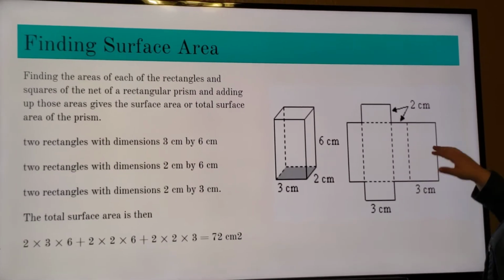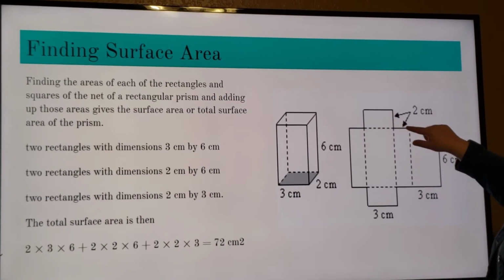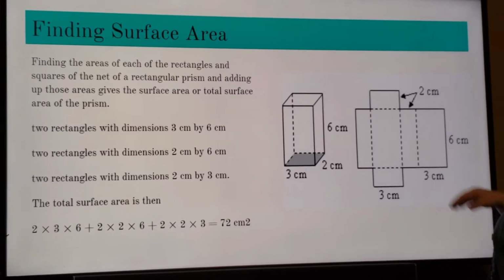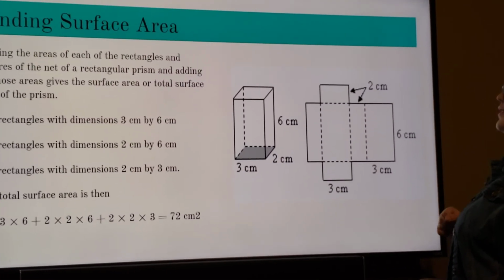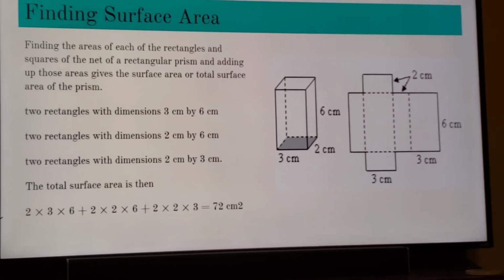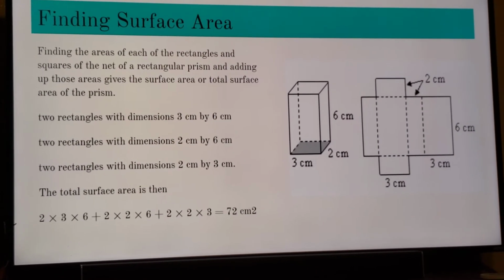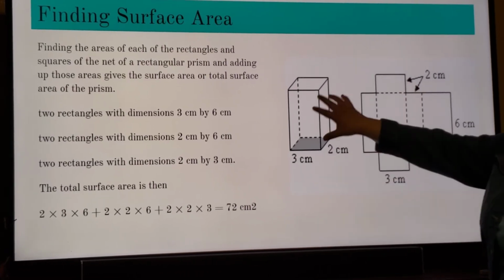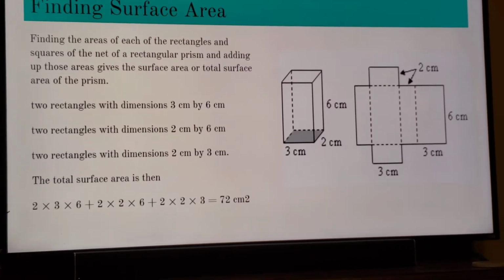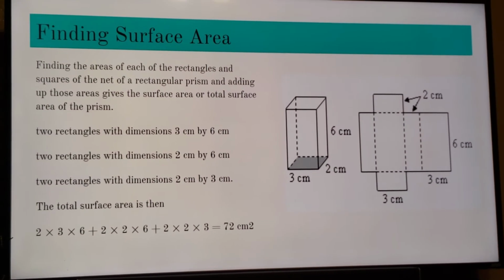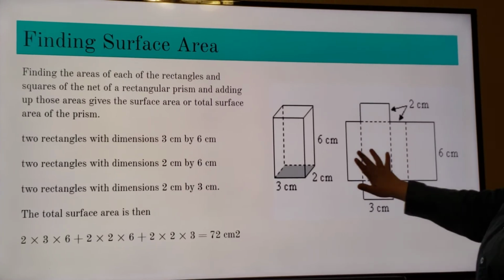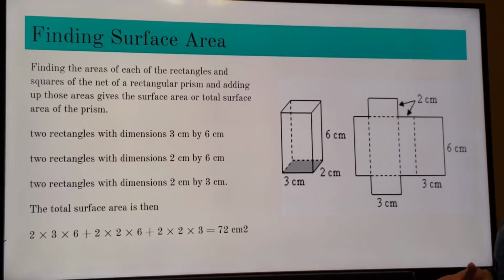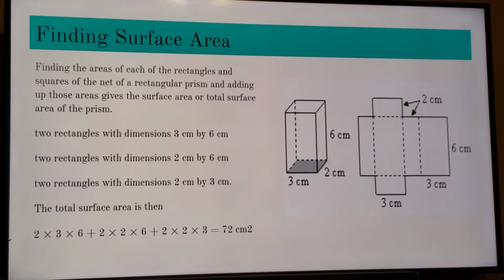They're all congruent lines. And these are both congruent lines, so they're also going to be the same, because that's the edges that meet. So this right here and this right here are the 2 by 6 rectangles, and then we see two more rectangles with a 2 by 3. Those are our ends here, or in the picture, the base and the top. So in order to find the total surface area, you would find the area of all of the rectangles, and then you'd add them all up, and your total amount of paper you need to wrap this present would be 72 centimeters squared.